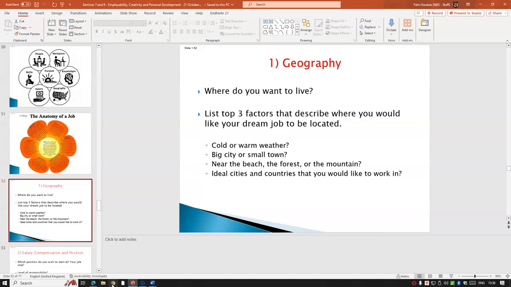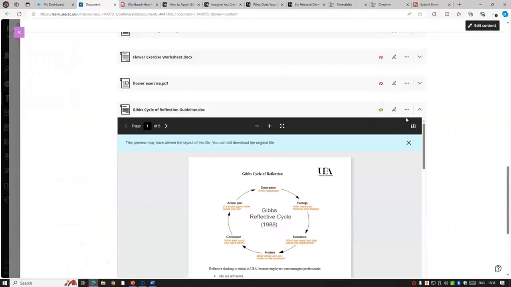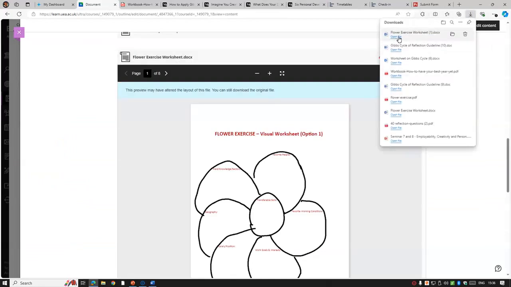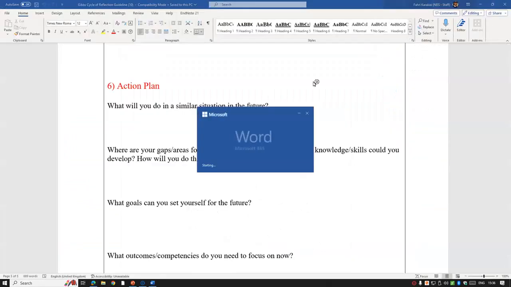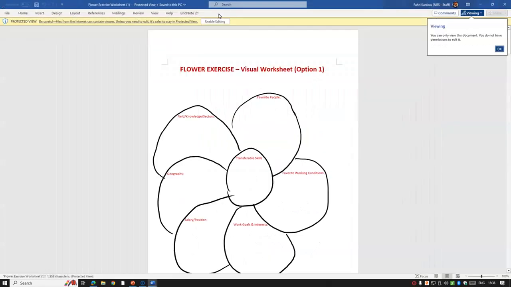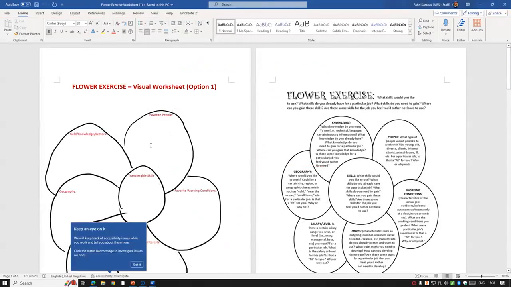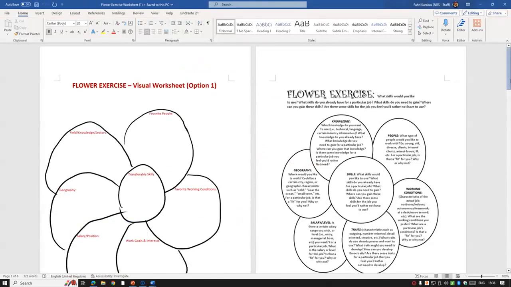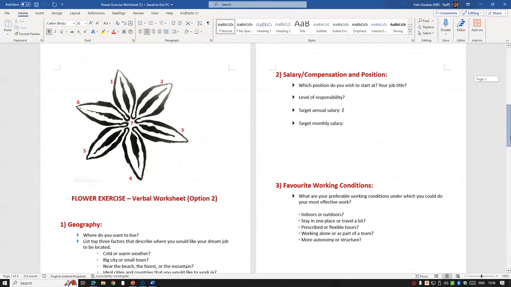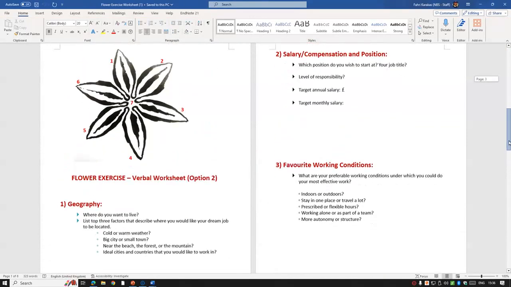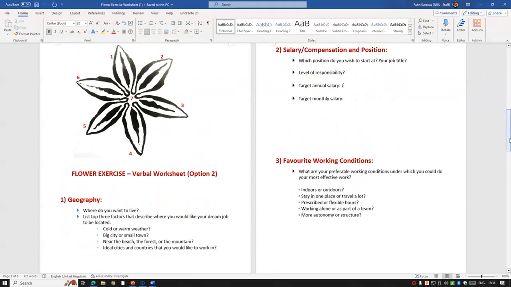You can download it from here, flower exercise worksheet. If you want to do this option, you can download this. This is the worksheet. You will be just populating this worksheet. You can either do this visually on this visual worksheet, or the better alternative is, I think, verbal. You just respond to these questions. If you want, you can download this document right away and start typing up.